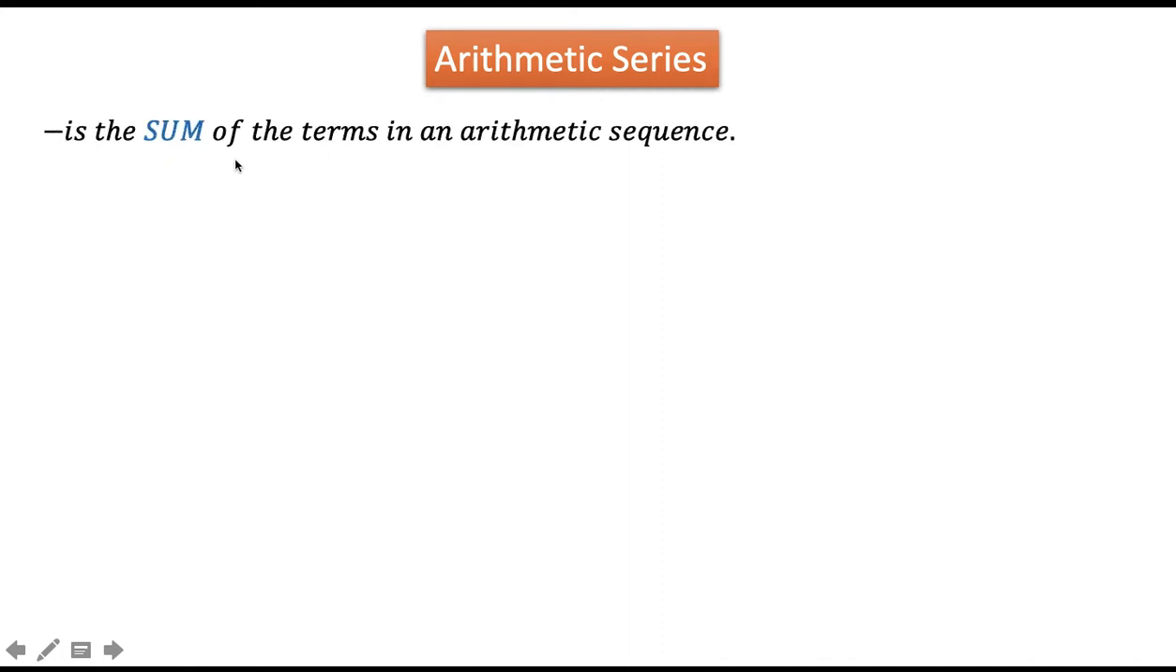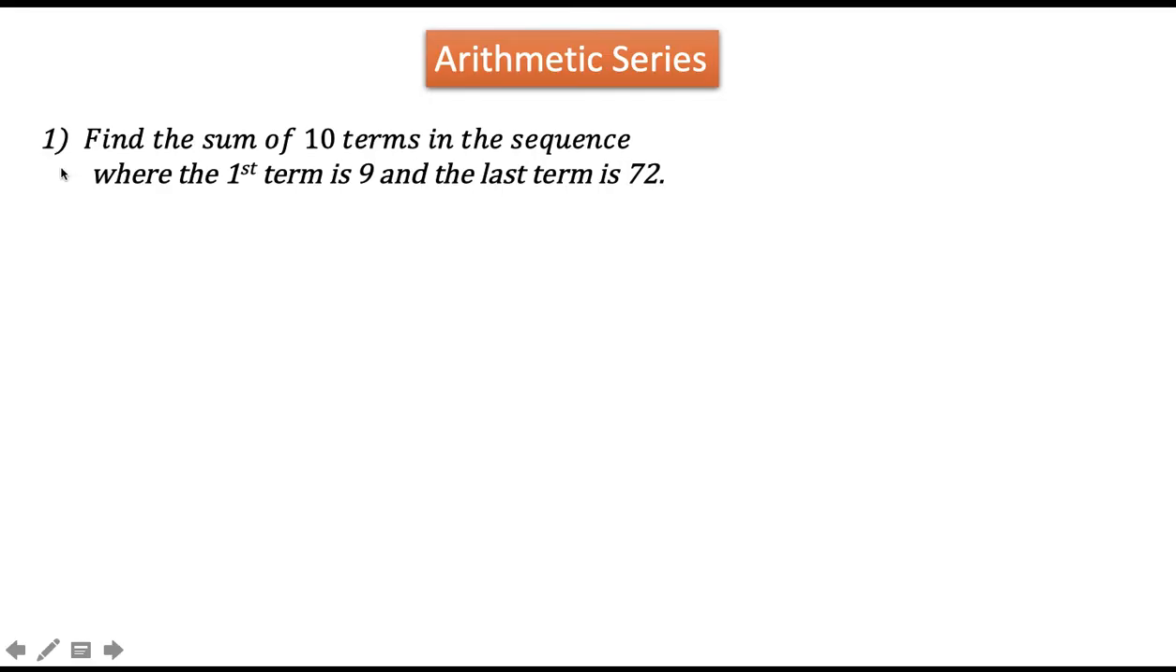Arithmetic series is the sum of the terms in an arithmetic sequence. Let us take this given example number 1. Find the sum of 10 terms in the sequence where the first term is 9 and the last term is 72. This kind of given can be solved by using the arithmetic series formula.